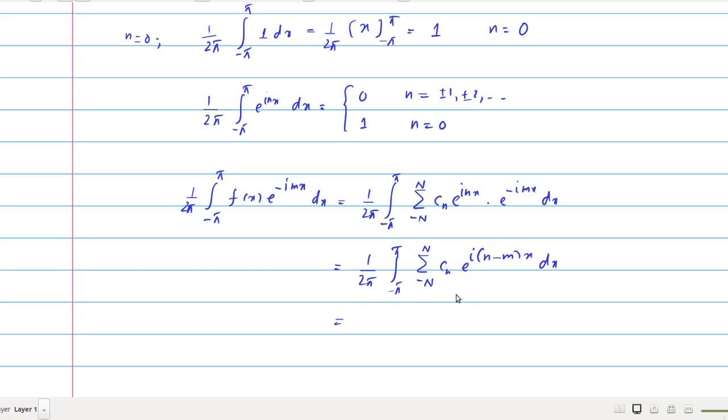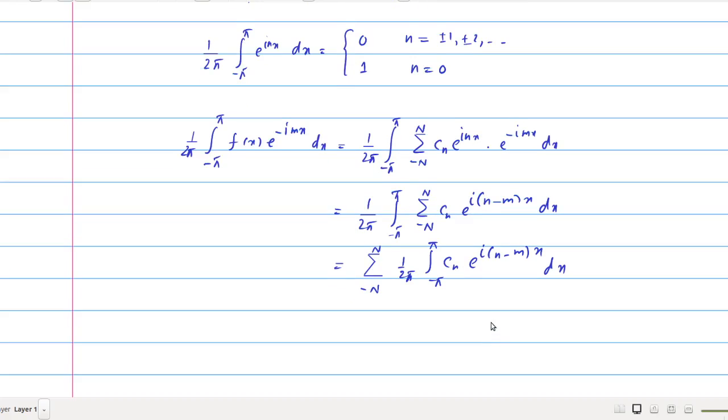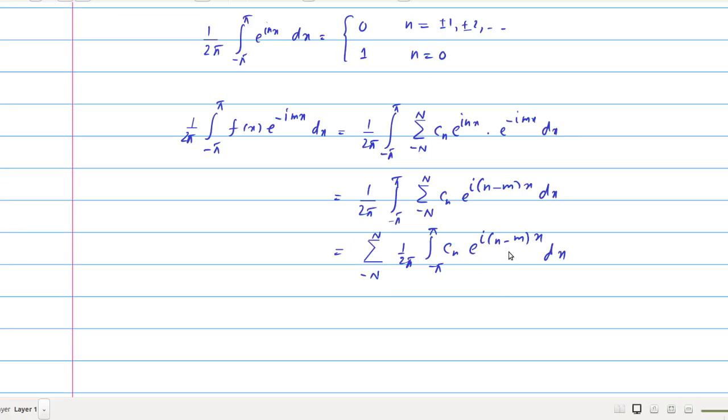Okay, so since the integrand contains only a finite number of terms in this summation, you can interchange the summation and integration as well. So you write this as summation from minus N to N of 1 by 2 pi integral from minus pi to pi c n e power i n minus m x dx. Okay, so in this case we have already proved that this integral vanishes when n is not equal to m. Okay, so the only non-zero value for this integrand will be obtained if n is equal to m. So when you expand the summation, the only surviving term corresponds to n equal to m.